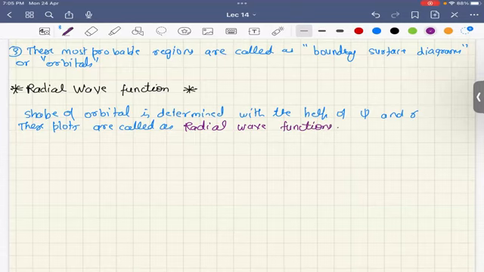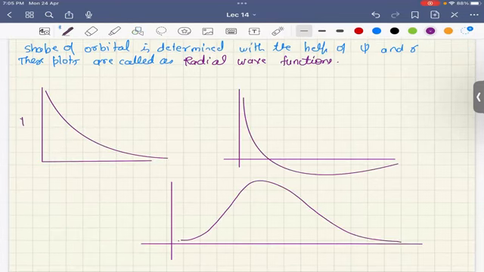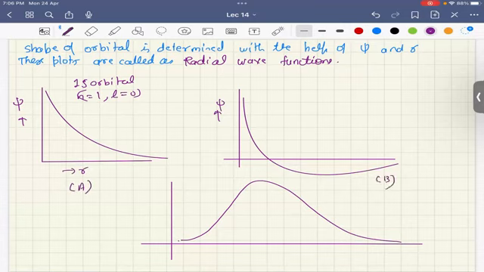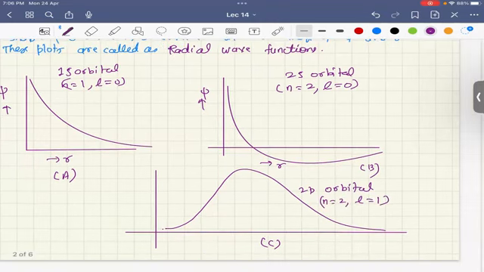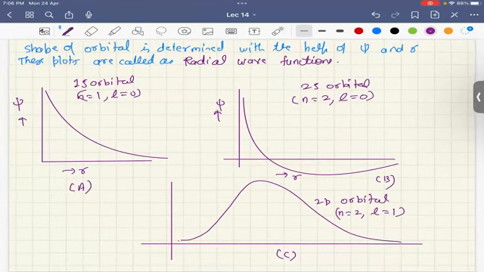So these graphs are like this. An example of these graphs could be like this, where this is psi. This is the shape of the 1s orbital, where n is 1, l value is 0. This is psi, this is r. Let us call them figure A, figure B, figure C. This is psi versus r. This is the 2s orbital, n is equal to 2, l is equal to 0. This is the 2p orbital, n is equal to 2, l is equal to 1. These are plots of wave function with distance from the nucleus. So this graph shows the 1s, 2s, and 2p orbitals.